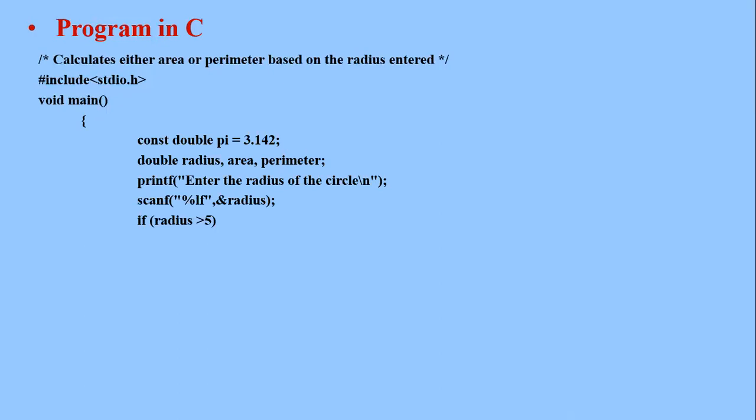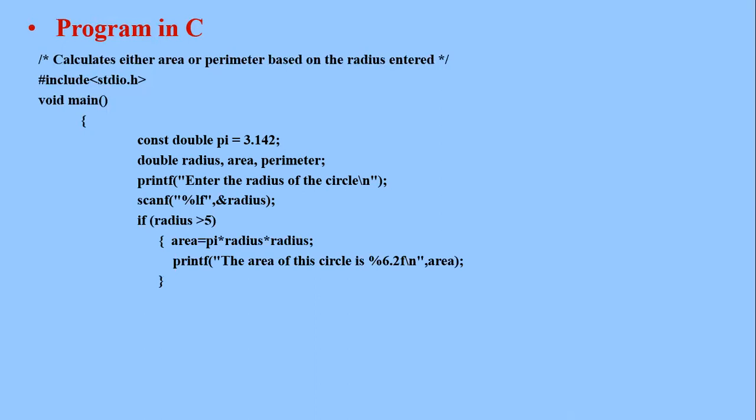So read radius, check if radius is greater than 5. If it is, compute area as follows. Display the perimeter, display the area of the circle. Pick what's in the memory location called area, which is of type double. That is what %f in this statement means. And display it after the statement: The area of this circle is.